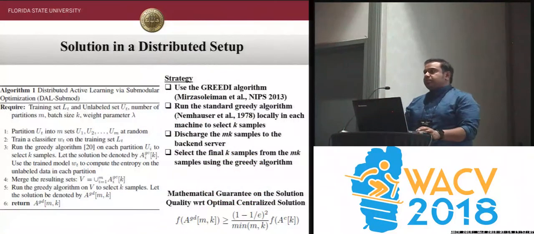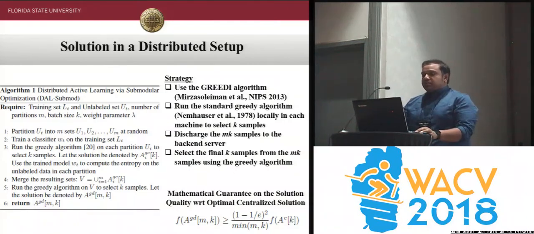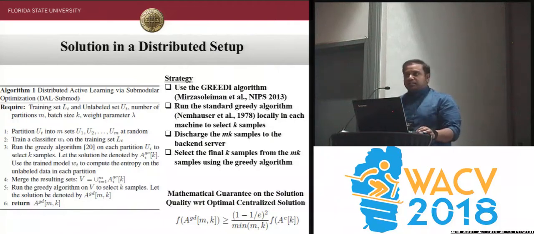To solve this optimization problem in the distributed setup, we use the greedy algorithm proposed by Mirzasoleiman et al. in NIPS 2013. The core idea is to run the standard greedy algorithm locally in each machine to select K samples. The samples selected across the M partitions are then combined and transferred to a backend server. And finally, the K samples are selected from this group of MK using the standard greedy algorithm. This simple yet efficient solution provides a strong mathematical guarantee on the solution quality with respect to the optimal centralized solution, as is formalized in this equation.